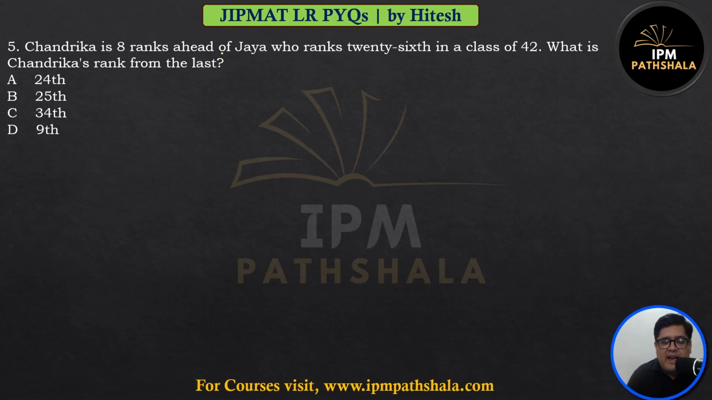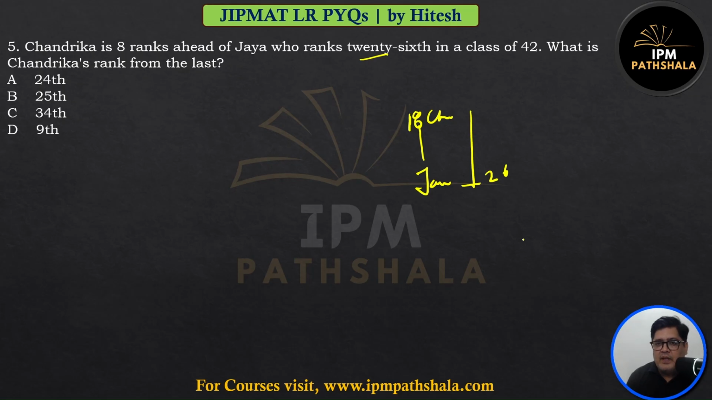Chandrika is 8 ranks ahead of Jaya, who ranks 26th in the class of 42. What is Chandrika's rank from the last? So, when we talk about Jaya, Jaya's rank is 26 from the beginning. And Chandrika is 8 ranks ahead. So, 26 minus 8, if I subtract 8, that will be 18th rank. So, Chandrika's rank is 18 from the beginning.